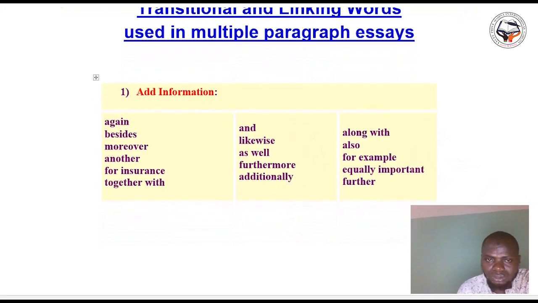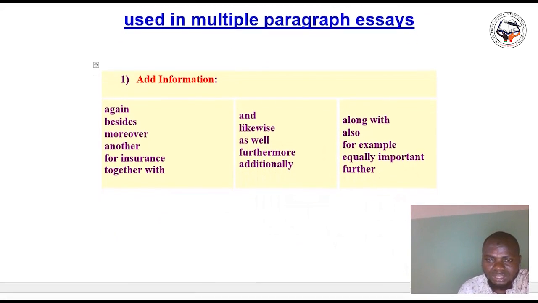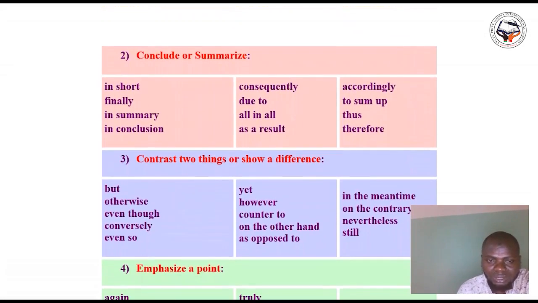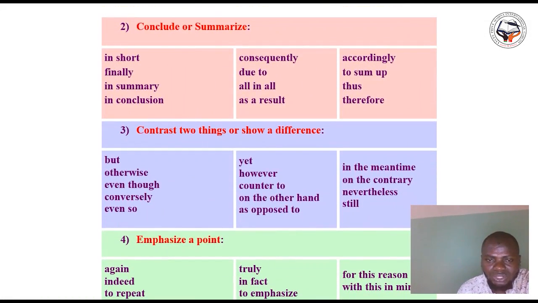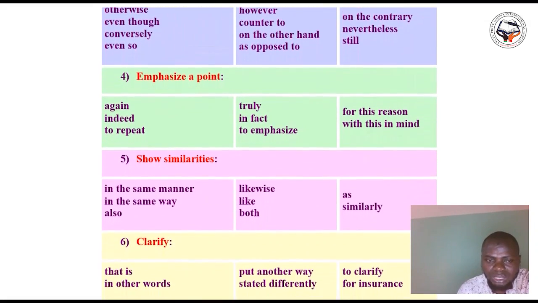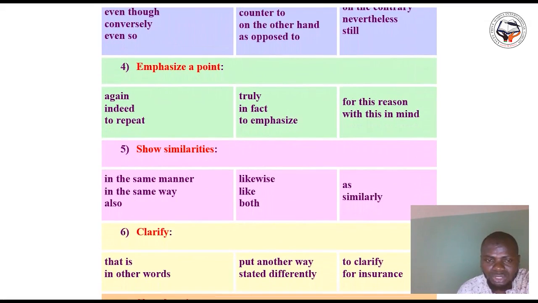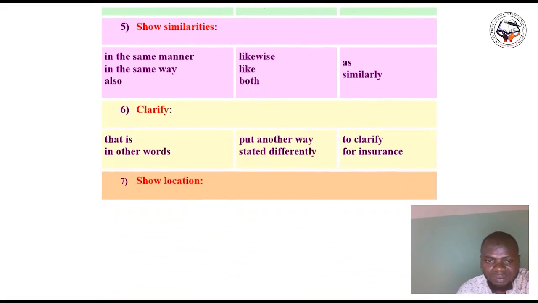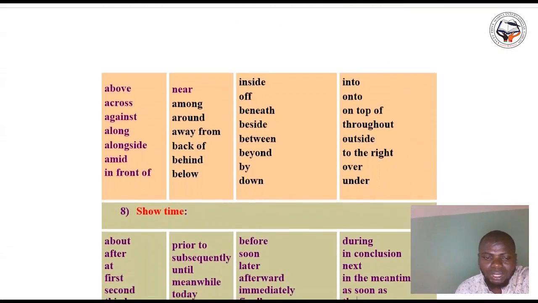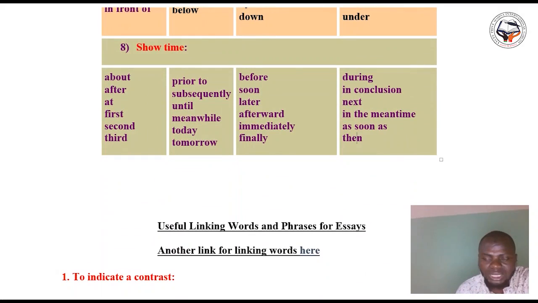Let's sum up. Number 1, adding information. Number 2, conclude or summarize. Number 3, contrast two things or show a difference. Number 4, to emphasize a point. Number 5, show similarities. Number 6, clarifying. Number 7, showing location. And finally, show time.